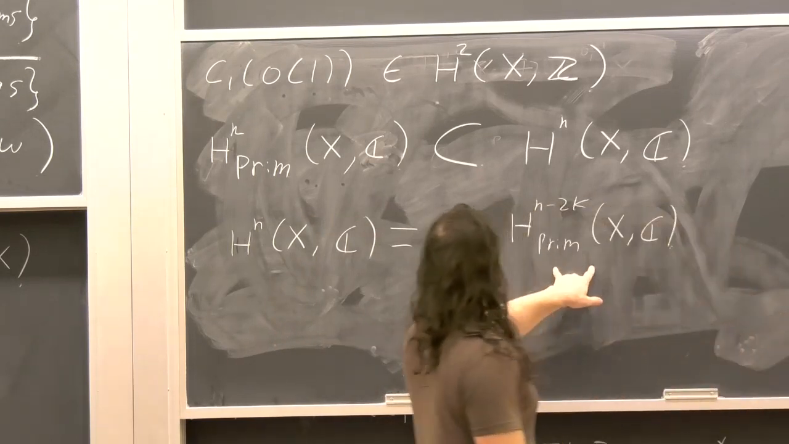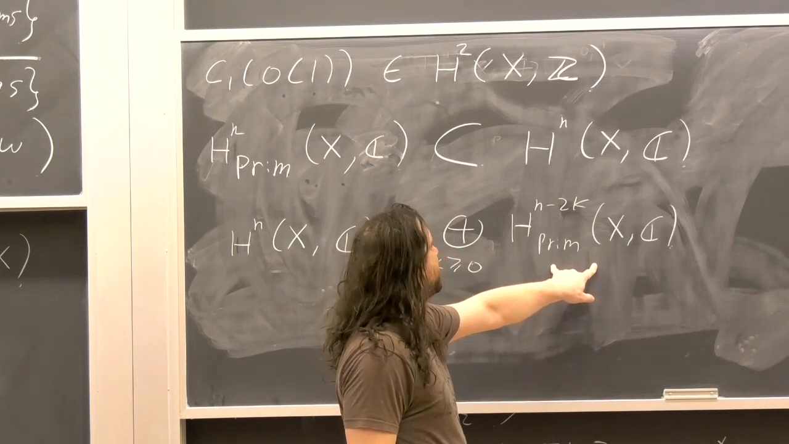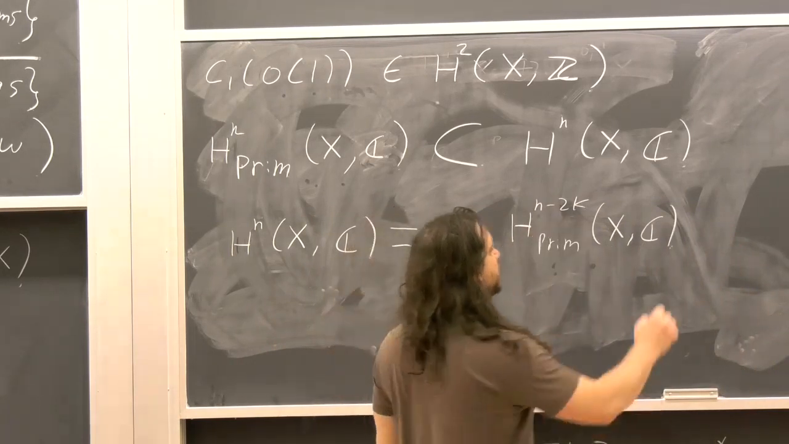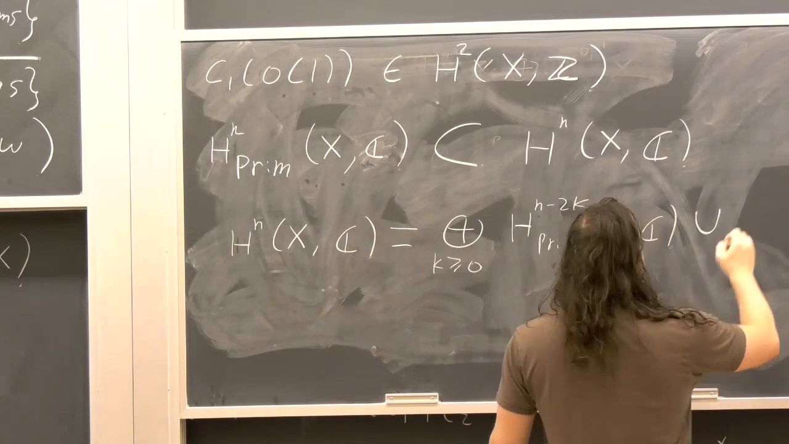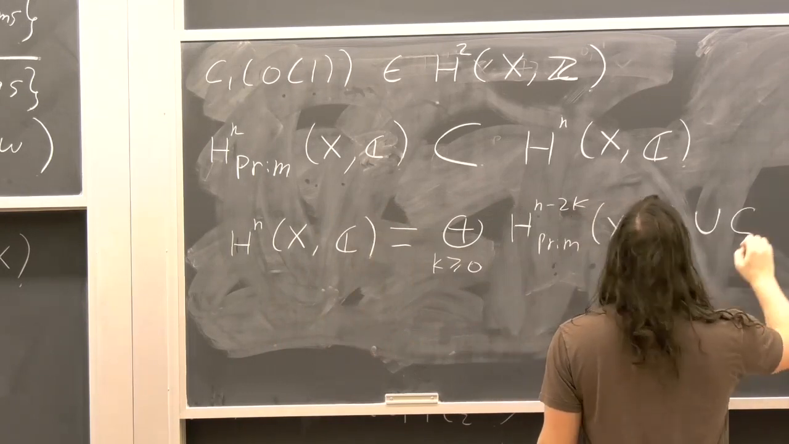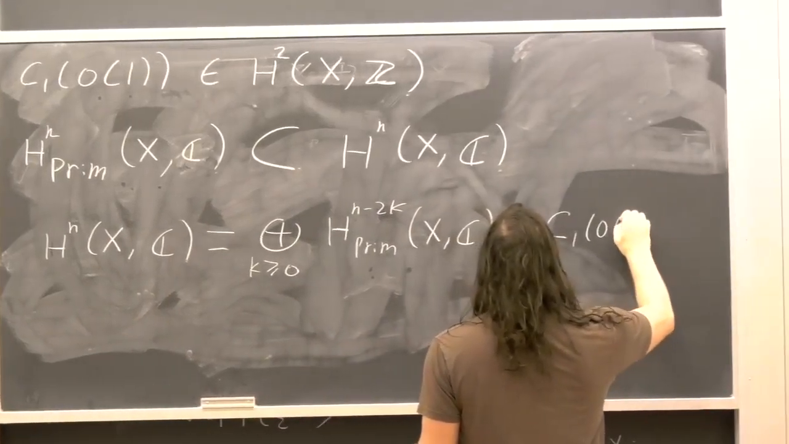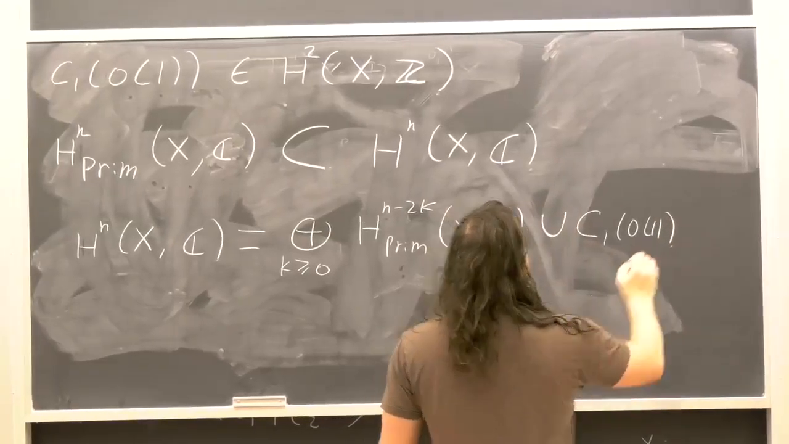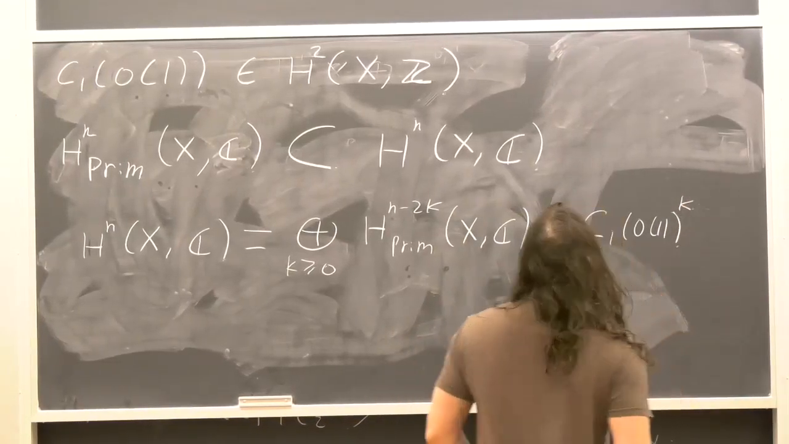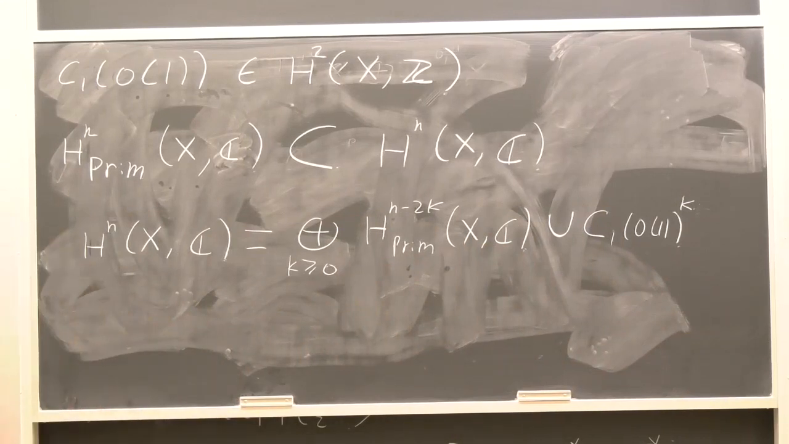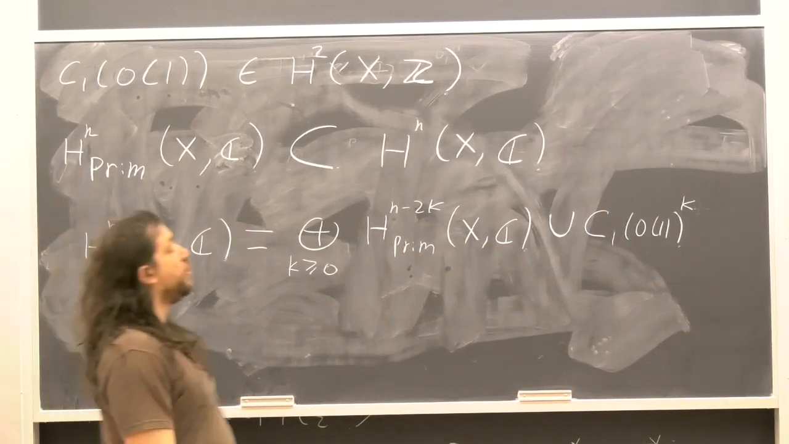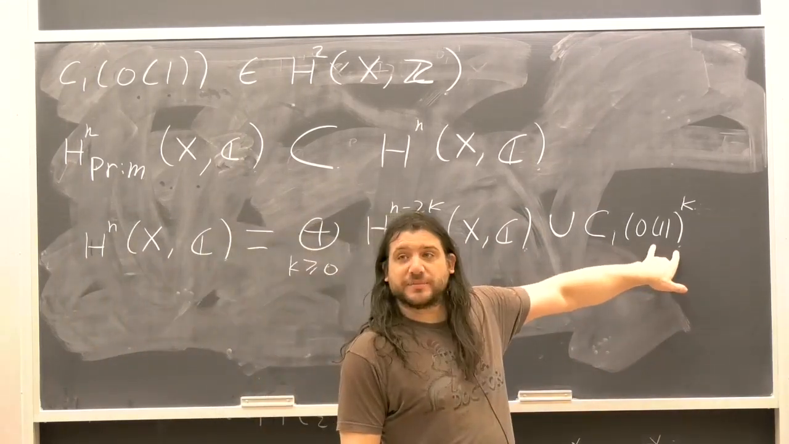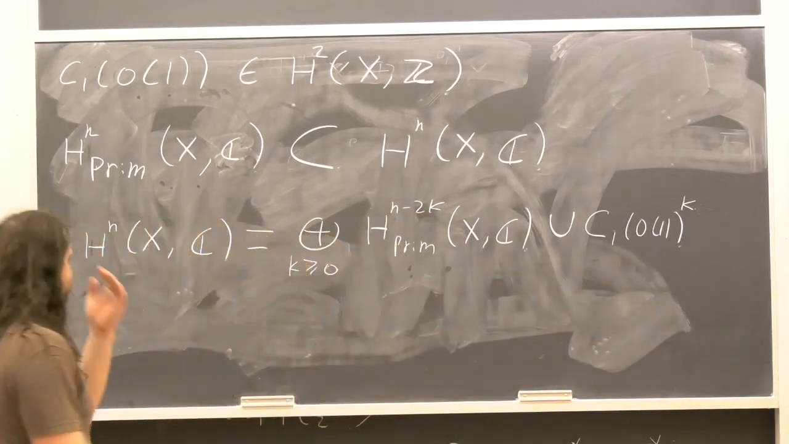So this is something inside the n minus 2kth cohomology. So to get it up to the nth cohomology, we're just going to cup it with the first Chern class of O(1) to the power of k. We're going to get a decomposition like this, which now is going to depend very much on our first Chern class.